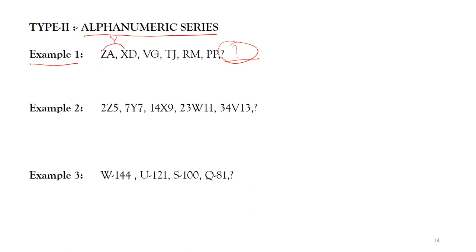X, Y, Z, V, W, X, T, U, V, R, S, T, P, Q, R. Okay. Then obviously here I should get N, O, P. So first term is N.